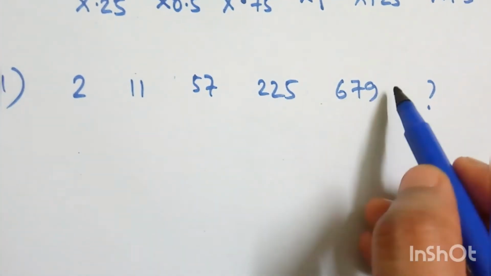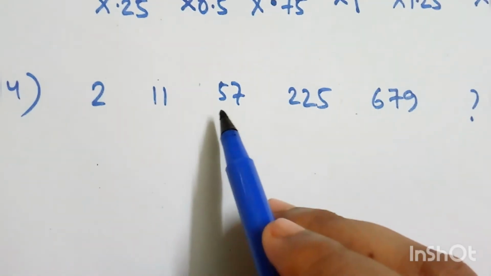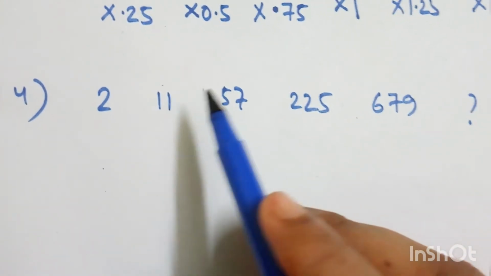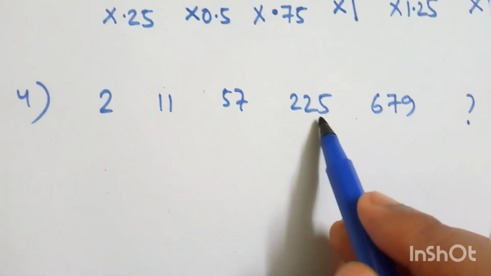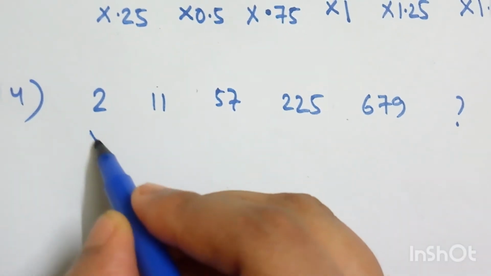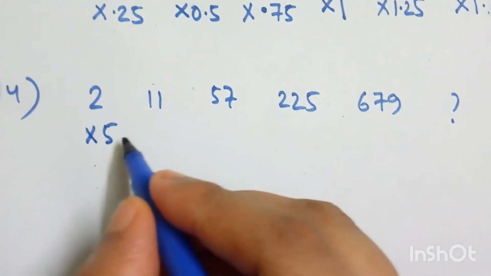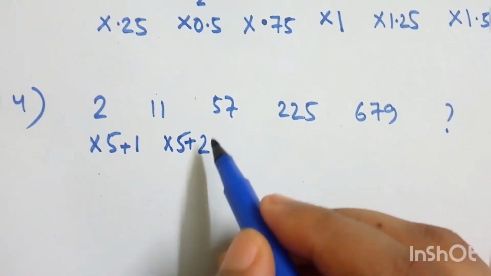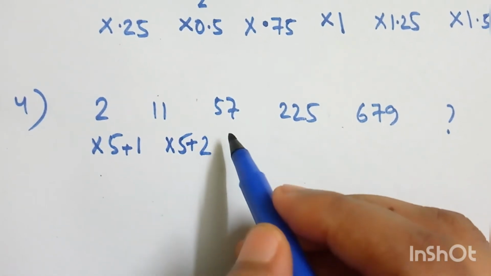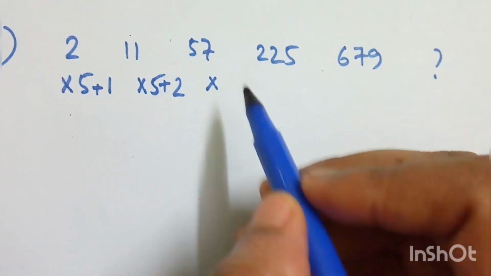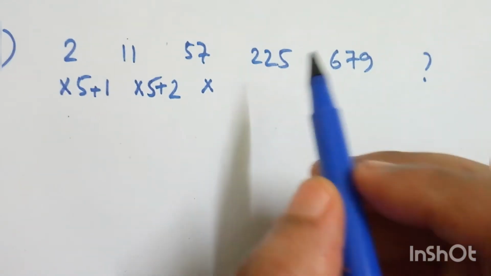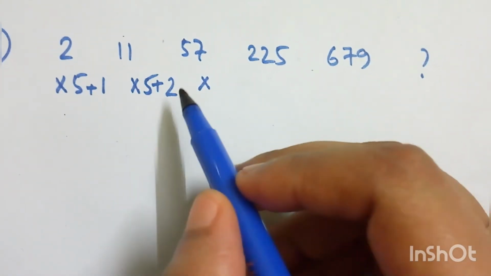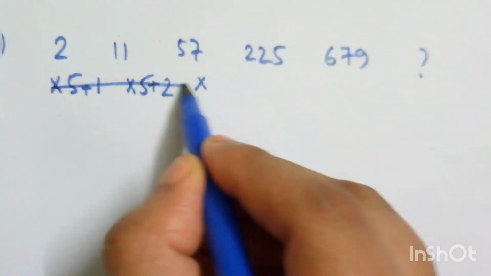So this is the fourth series. You can see that the number is increasing. So multiplying something with the previous number we will get the next number. So first try this. 2 into 5 it will be 10 plus 1 into 5, 55 plus 2, 57. But see, if you multiply this number with 5 it will already be greater than this number, so you can't plus anything, so this will not be the series.